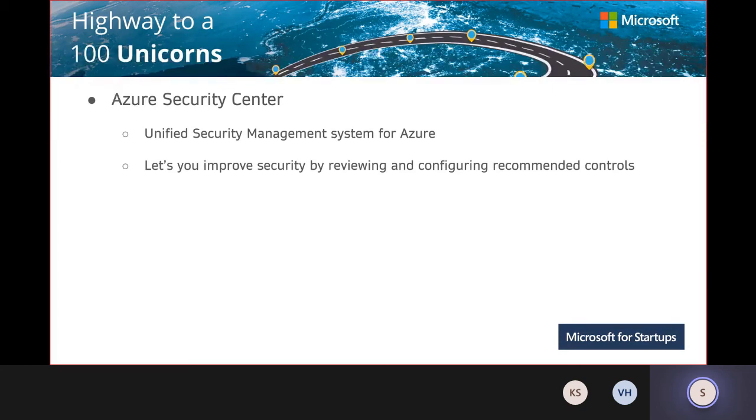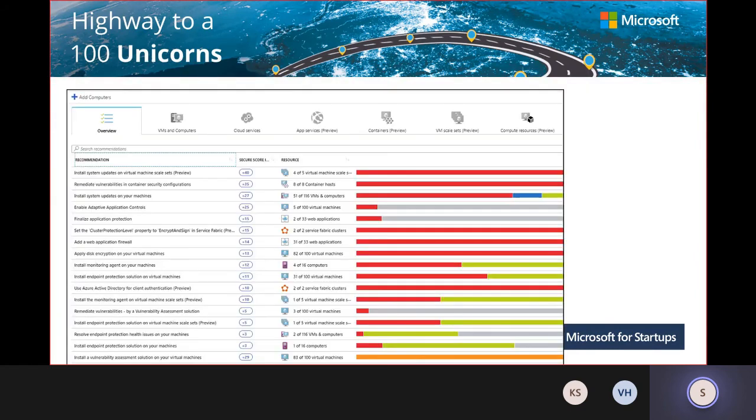this is sort of a one-stop look if you want to improve your security coverage. Azure Security Center is where you should be looking. It's a unified security management system for Azure, and it lets you improve your security by reviewing and configuring recommended controls. And when that is done, Azure will automatically give you recommendations. Let me give you an example. This is a screenshot from Azure's documentation.